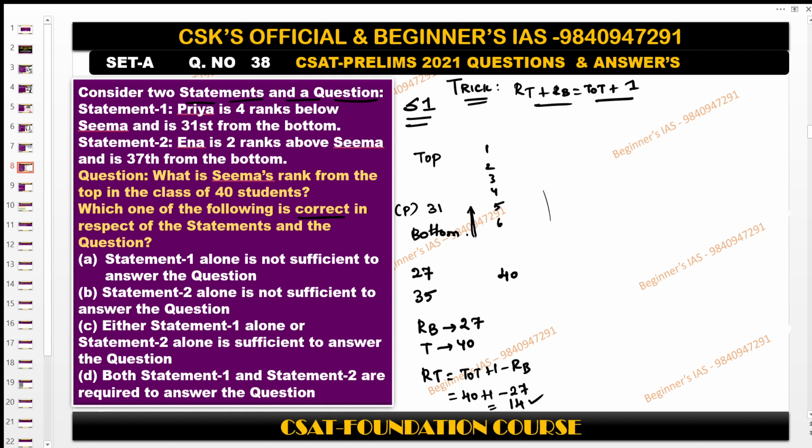From the bottom, 31st means which number? 31st from the bottom means which number? Totally 40. 30. No, 9th, sir. This is 1, this is 2, like this I am asking you. 9th.